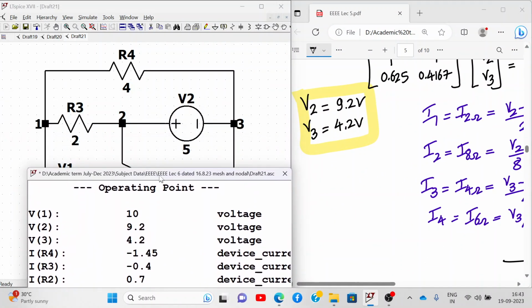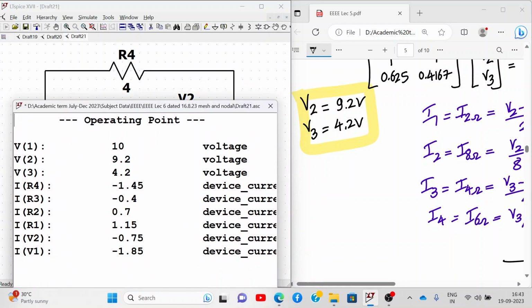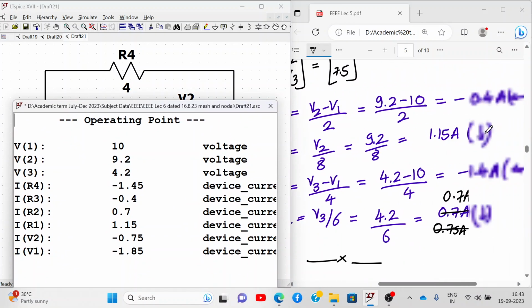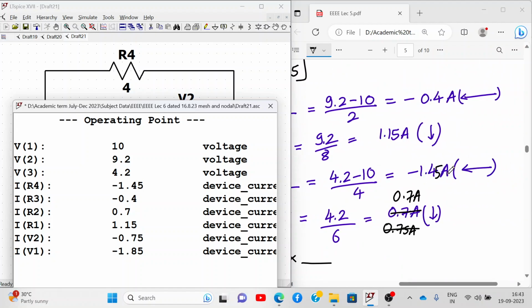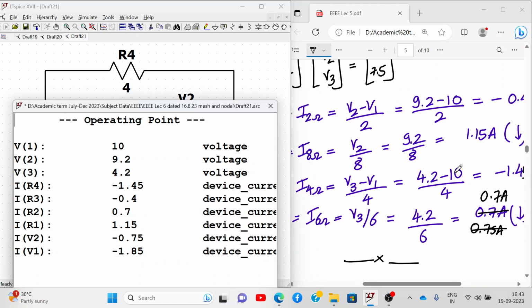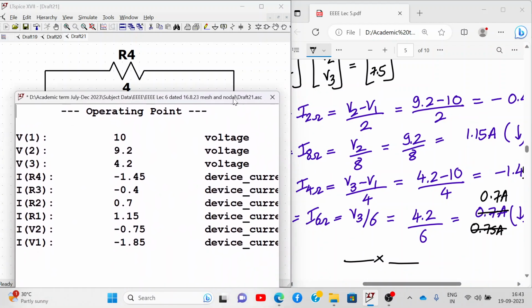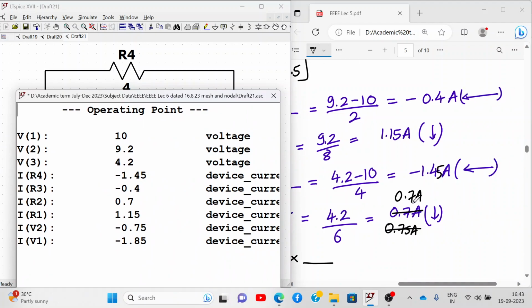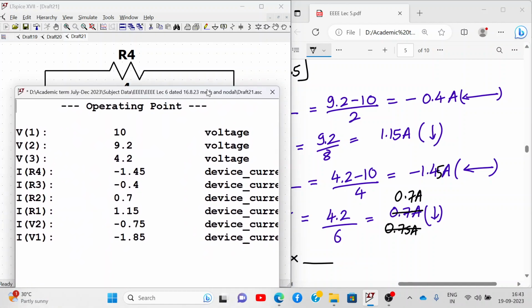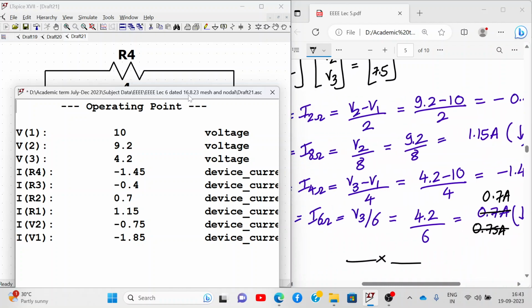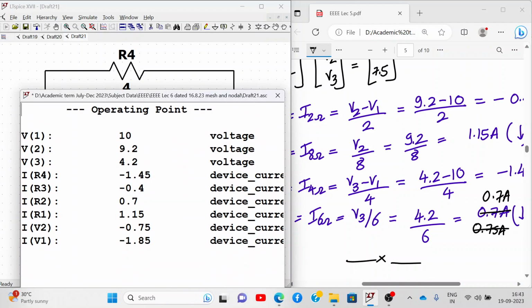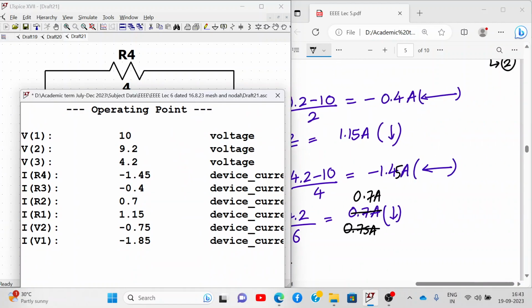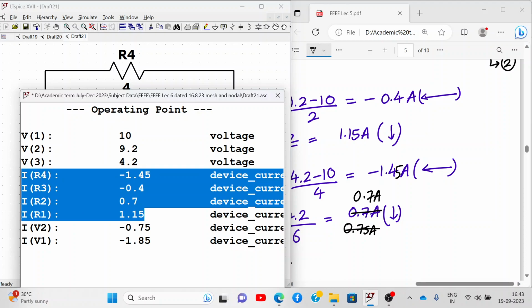The current flowing through R4, the 4 ohm resistance, will be I of R4. That will be minus 1.45, as we got it correctly. So this is correct. Then the current flowing through the 6 ohm will be R2, so 0.7. This 0.7 is correct. Then the current flowing through the 8 ohm resistance will be I of R1. That will be 1.15. That is also correct. And then the current flowing through the 2 ohm resistance will be I of R3, that will be minus 0.4. So as you can see, all the values of currents are absolutely fine. These are the currents which we are looking for.